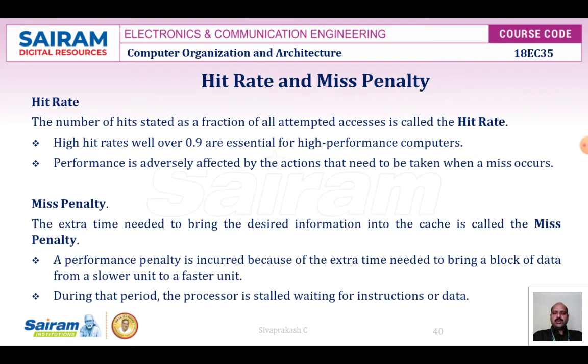Next, we will move on to the hit rate and miss penalty. What is hit rate? The number of hits stated as a fraction of all attempted accesses is called the hit rate. High hit rates, well over 0.9, are essential for high performance of the computer.